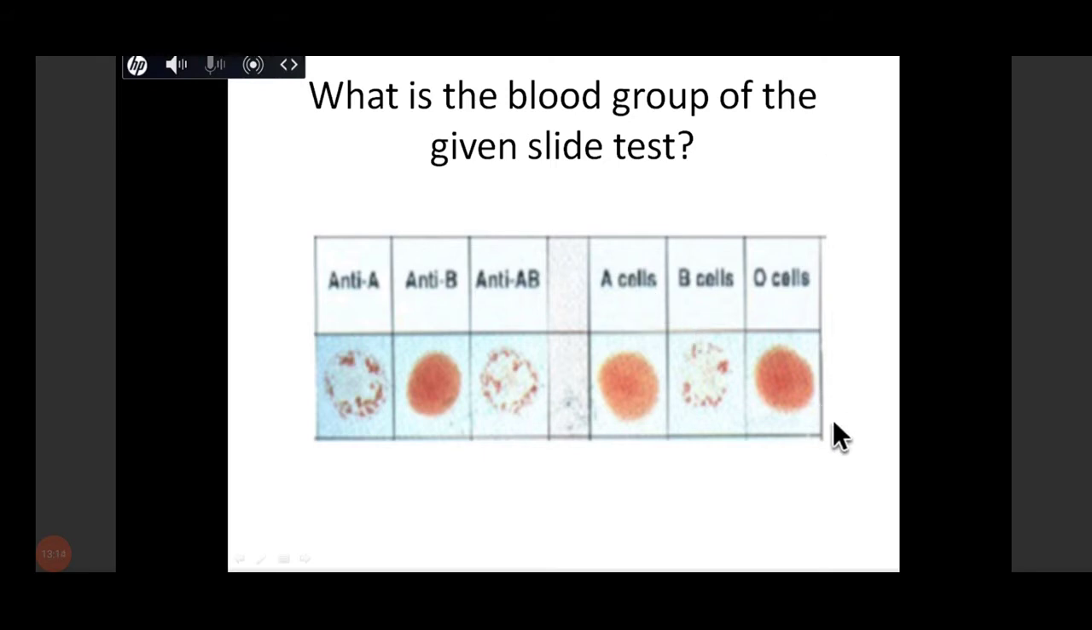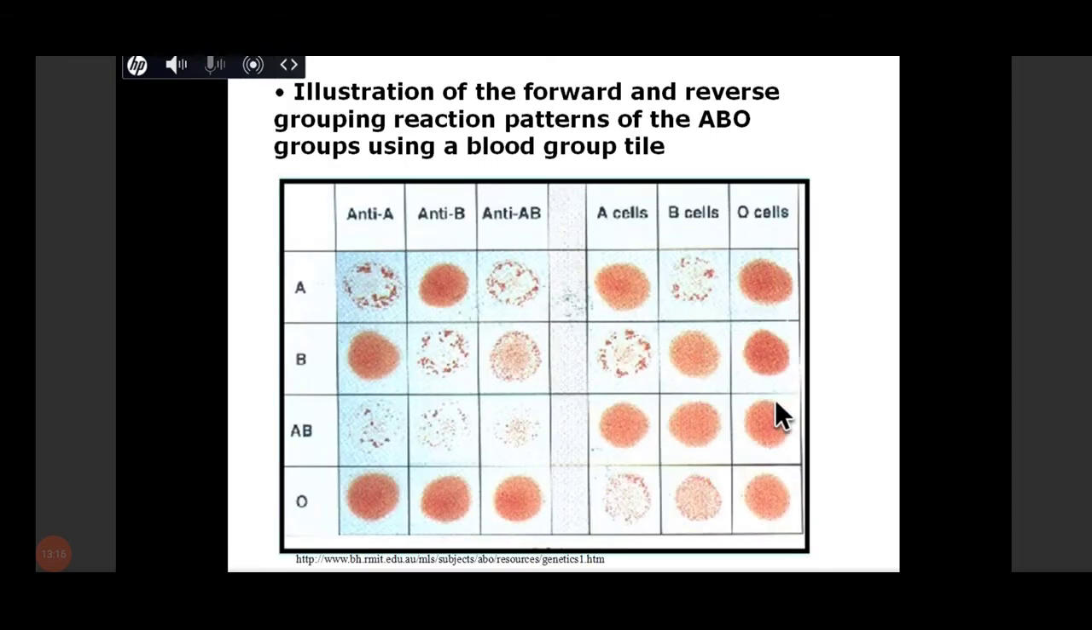I have a table of this. Okay, this is the answer. This is what is asked frequently in any of your OSPE, like what will happen if it's a blood group. What you have to remember in this is that the first group is your forward typing and the next is your reverse grouping. So this is reacting with the serum or the plasma.